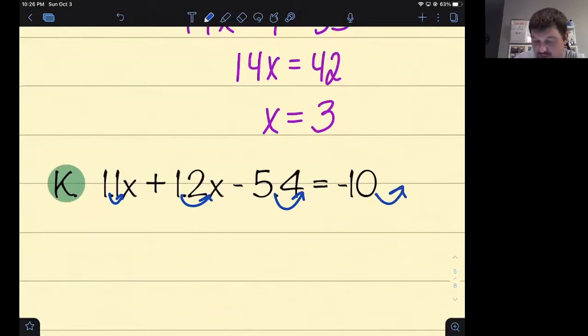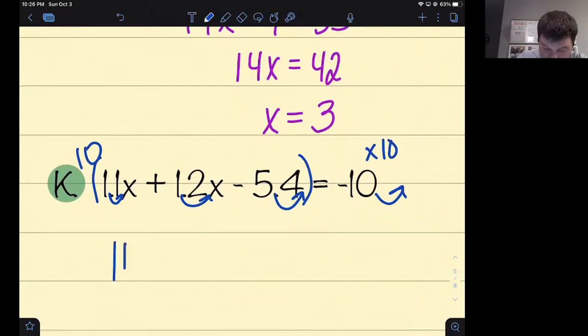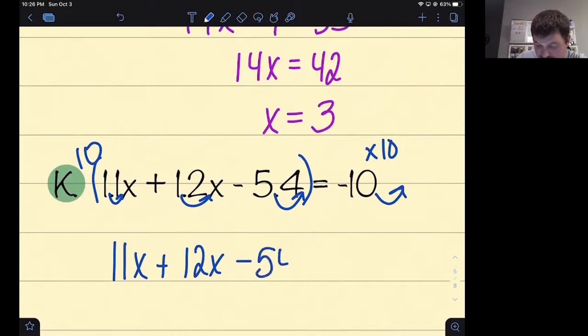Because what I'm doing is distributing a 10 to both sides. I'm timesing everything by 10, which is why I'm allowed to slide the decimal over 1 spot. So 11x plus 12x: 1.1 times 10 is 11, 1.2 times 10 is 12, 5.4 times 10 is 54, it's negative, and then negative 10 times 10 is going to be negative 100. And now I've gotten rid of the decimals.